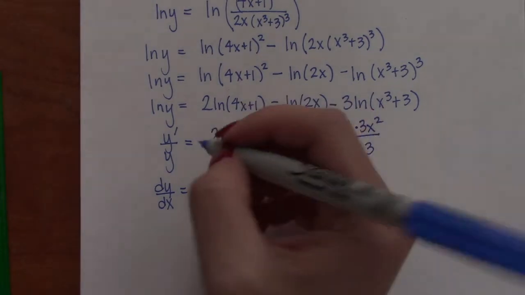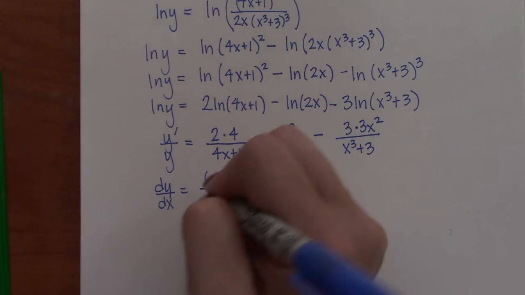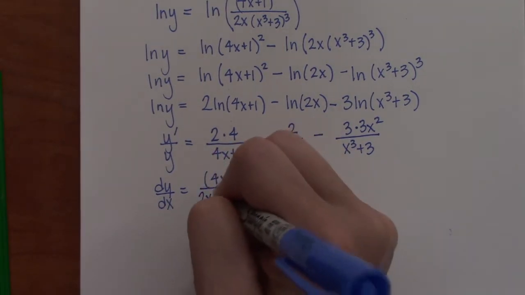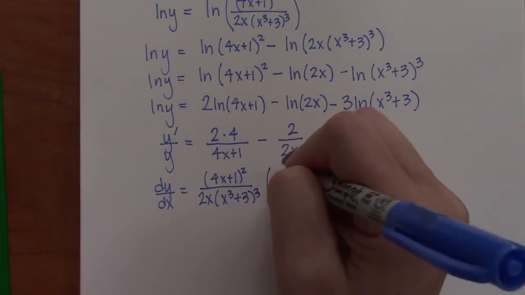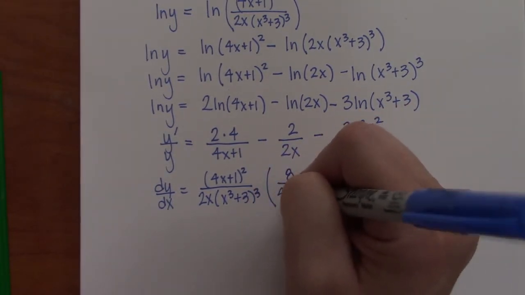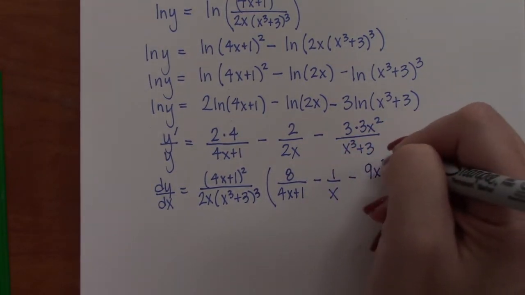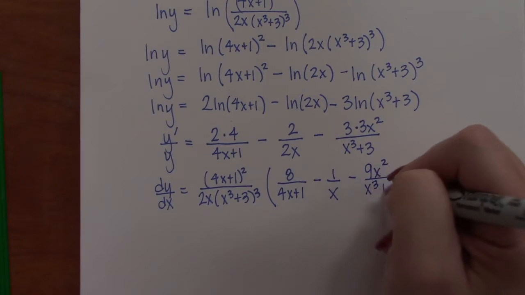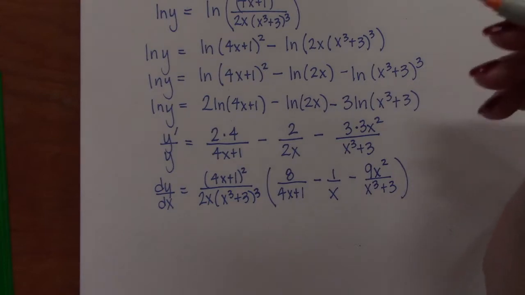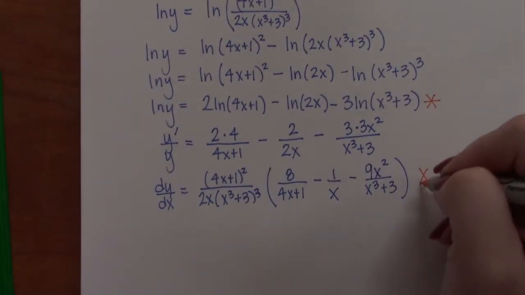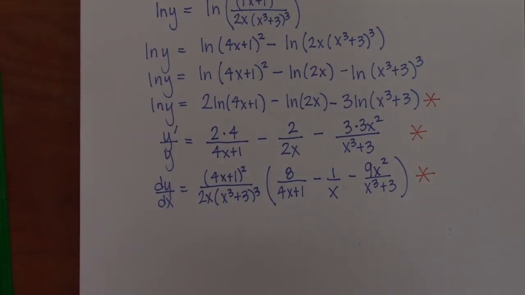So then we multiply everything by y, which is the original equation. And then 2 times 4 is 8. Those 2's canceled. And that's how I got 9x squared. So really, all I needed, right, were really those 3 lines.